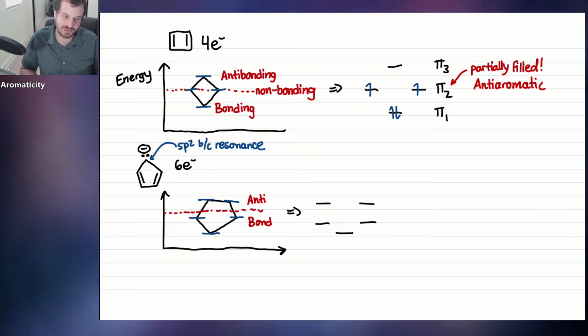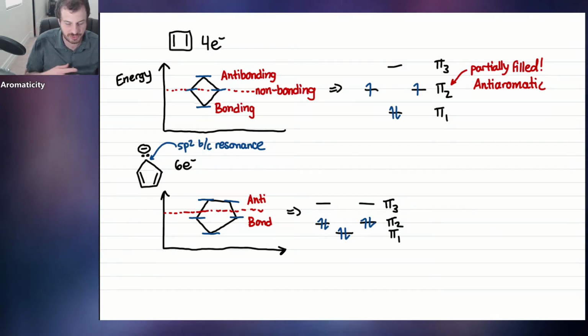Looks like this. We've got our pi 1, pi 2, pi 3. And we need to fill in 6 electrons. 1, 2, 3, 4, 5, 6. Oh, great. We have no partially filled orbitals. Everything's fully paired up. So that tells us aromatic. Awesome. That means aromatic.